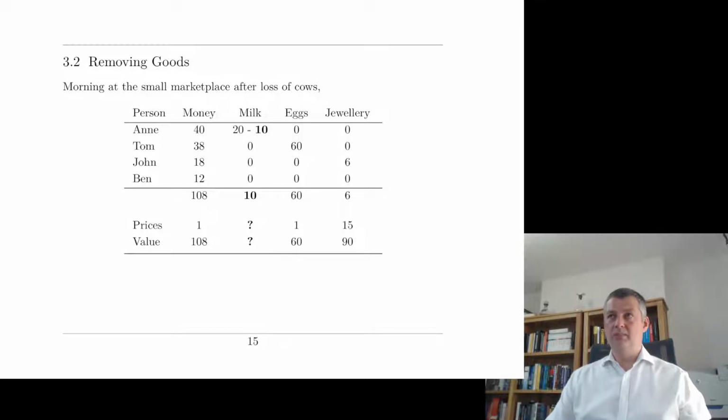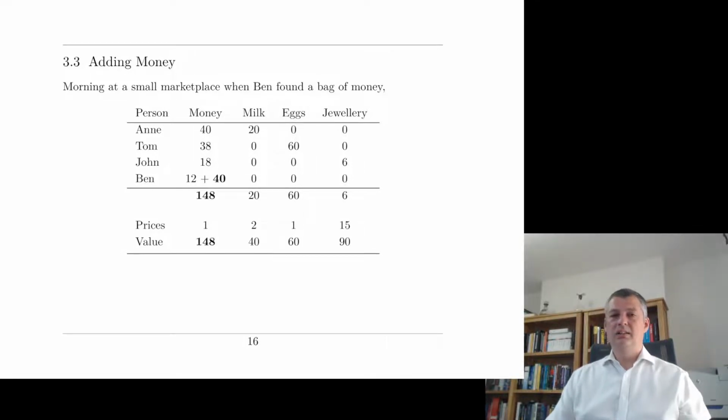What about the money? Well, this is the most typical one, so we're going to go through the full example. But adding money to the marketplace from out of nowhere is something that we see more often than not. The money supply, as it's called, has a tendency to go up over time. So let's again start our market day in the morning, but this time Ben finds a purse with 40 pounds in it on his way to market.